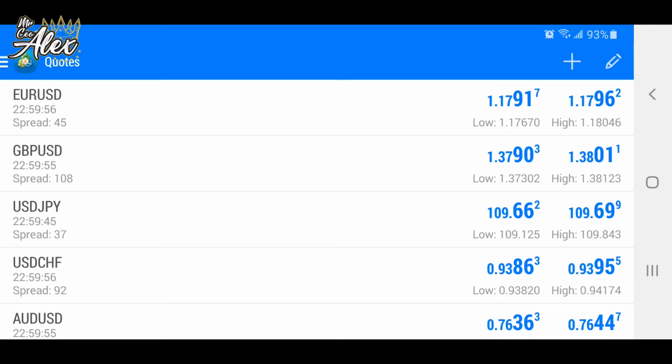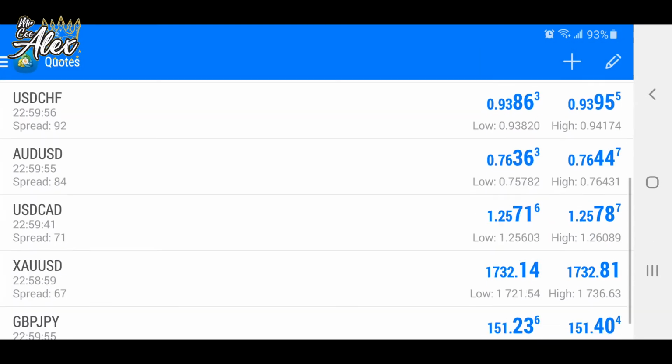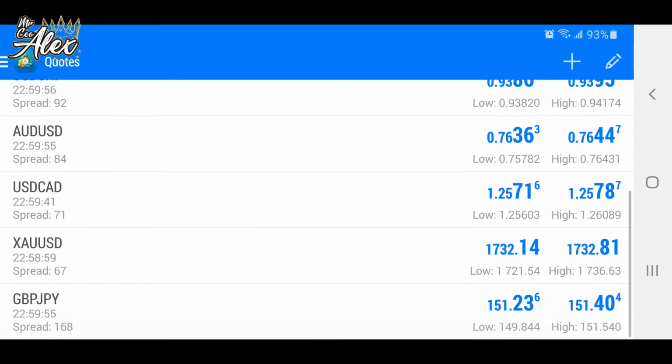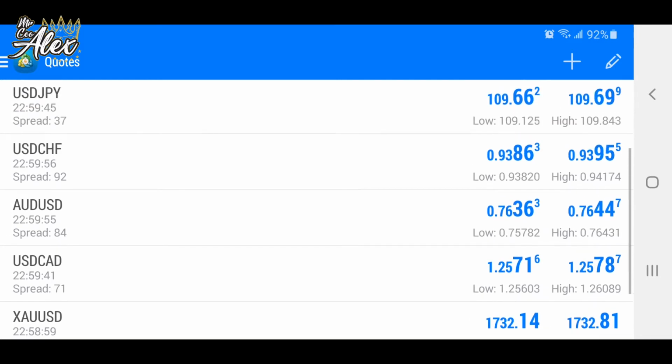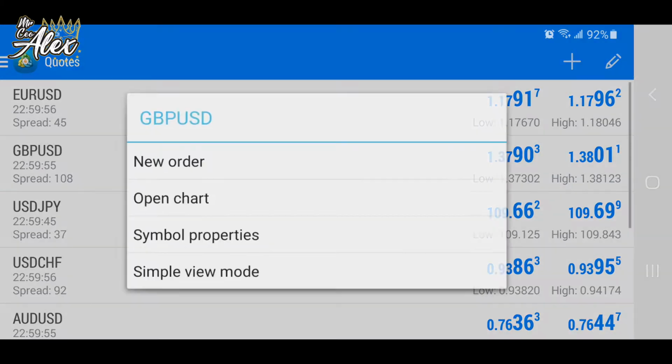And I'm going to start off with GBPUSD. So right off the bat, this is the MetaTrader 4 I'm using, and these are just the pairs that I trade: GBPJPY, Gold, USDCAD, AUDUSD, USDCHF, USDJPY, GBPUSD, EURUSD. So I'm going to start off with GBPUSD because I believe that this is a very interesting pair.